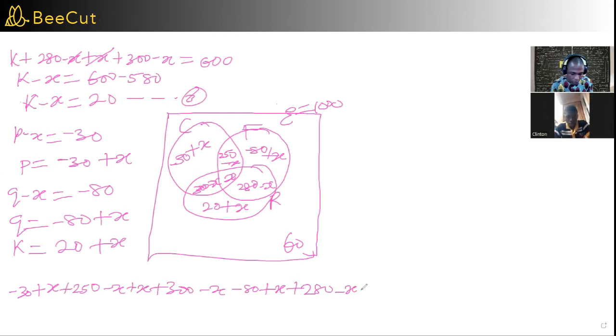Are you getting that? Yes, sir. And what's the last thing I have to add there? That is 20 plus X. So everything added together will give me what? 940. Here I can find my X.